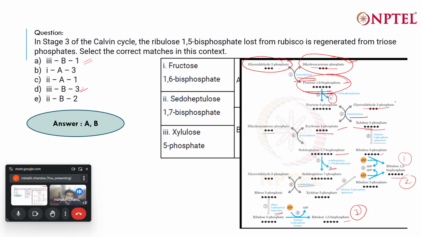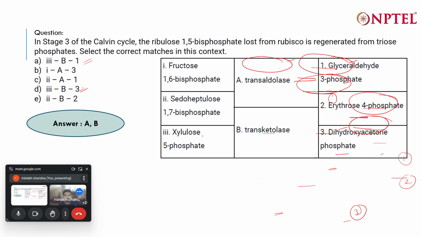Yes. So from glyceraldehyde 3-phosphate, in the presence of the enzyme transketolase, xylulose 5-phosphate is formed. Okay, so this is the first option: xylulose 5-phosphate, transketolase, and glyceraldehyde 3-phosphate. So this is the first option.